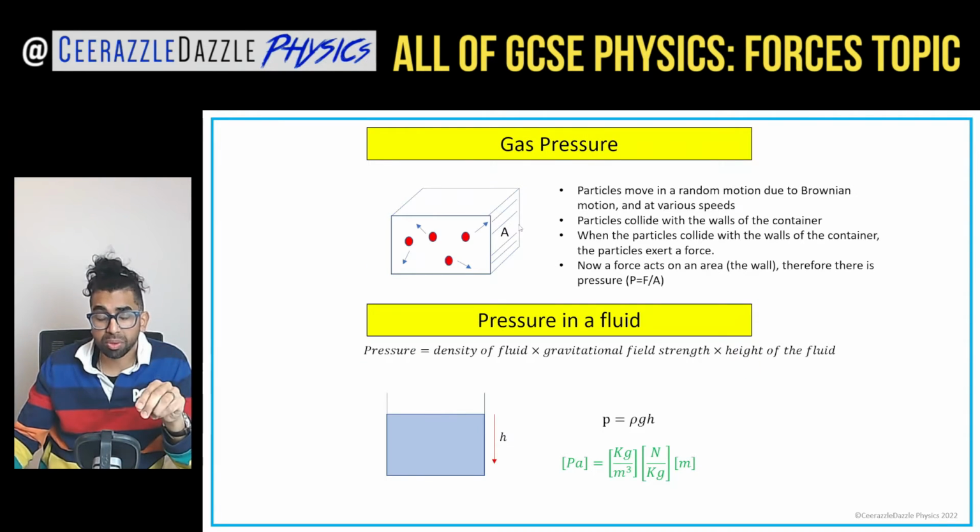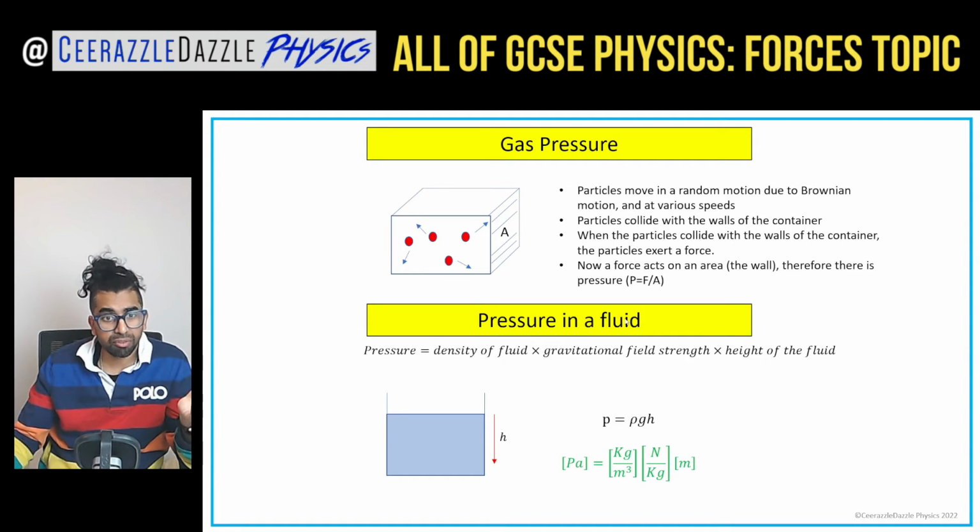Gas pressure. We talked about this in the kinetic theory video, which I've done previously, but we'll just revisit it again because obviously it's about forces. So number 1, particles inside a gas, they travel across, they collide with the walls of the container. Each collision, they exert a force. Because there is force acting per unit area, which is the walls over here, therefore there is a pressure. There is now a pressure over here.